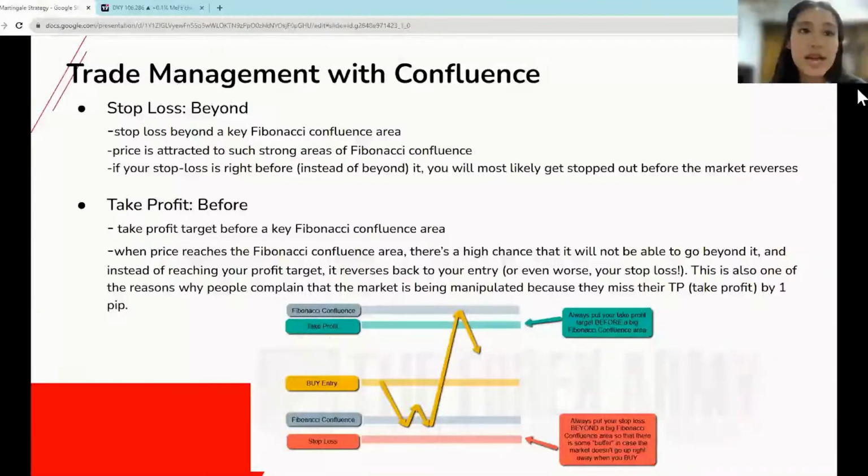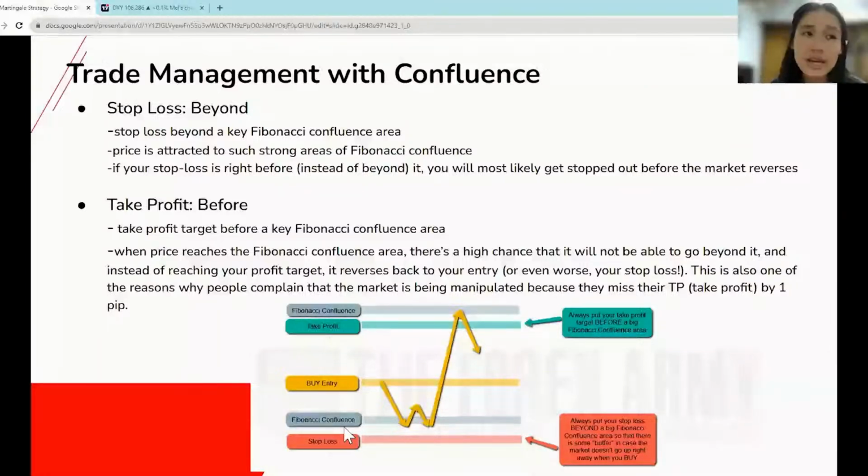Okay, if we take a look at the chart that I've included below, let's look at our stop loss first. In this example we're going for a buy entry, so we're expecting prices to move upwards, right? But in this case, price is moving downwards. So we've placed our stop loss below, or beyond, this Fibonacci confluence area.